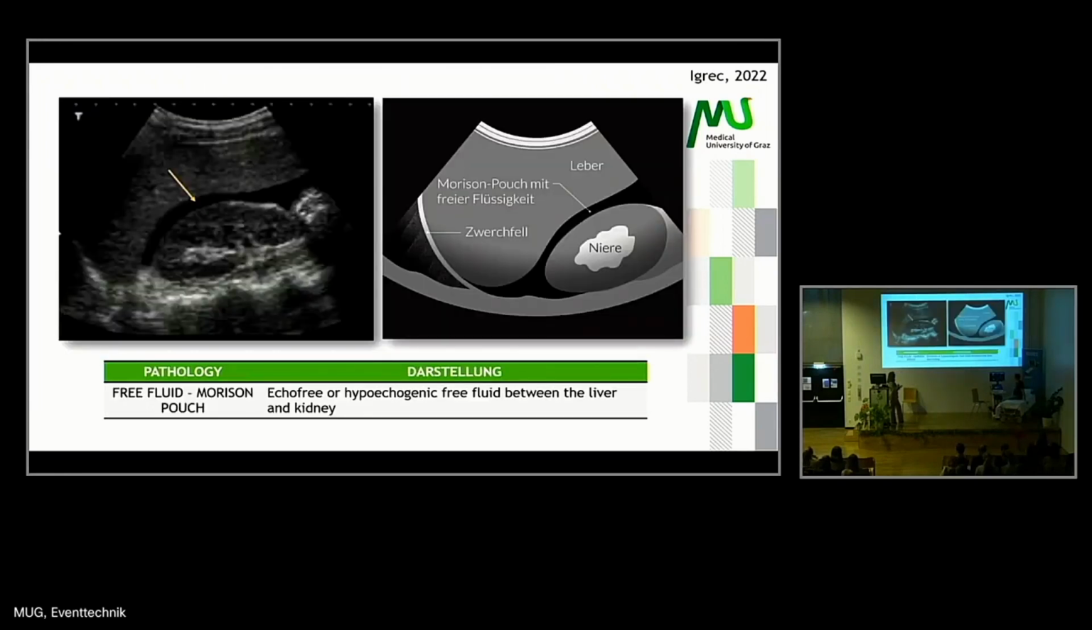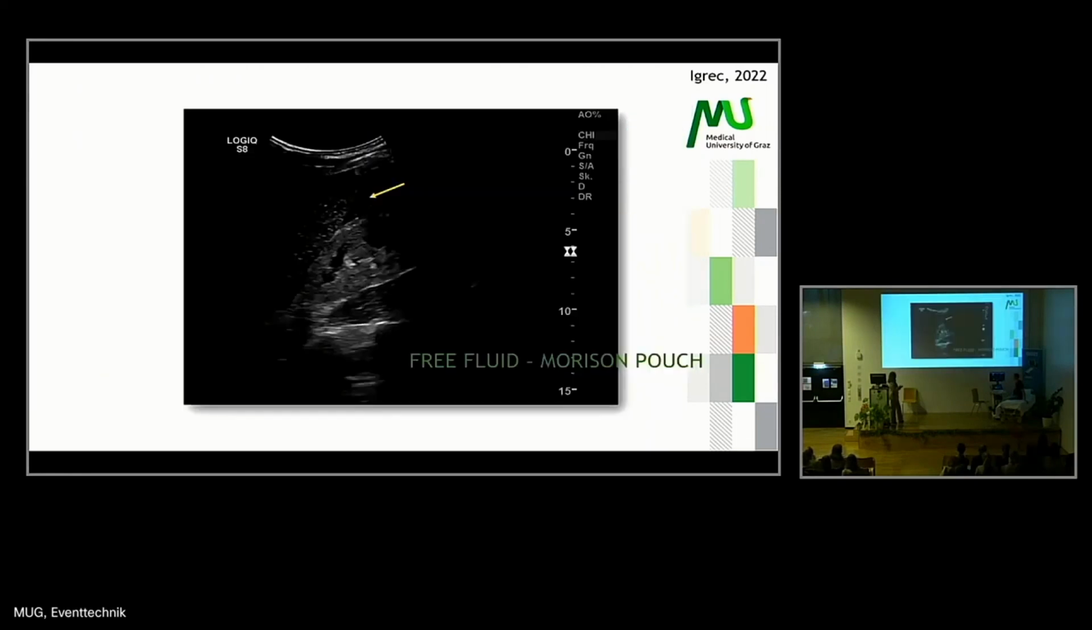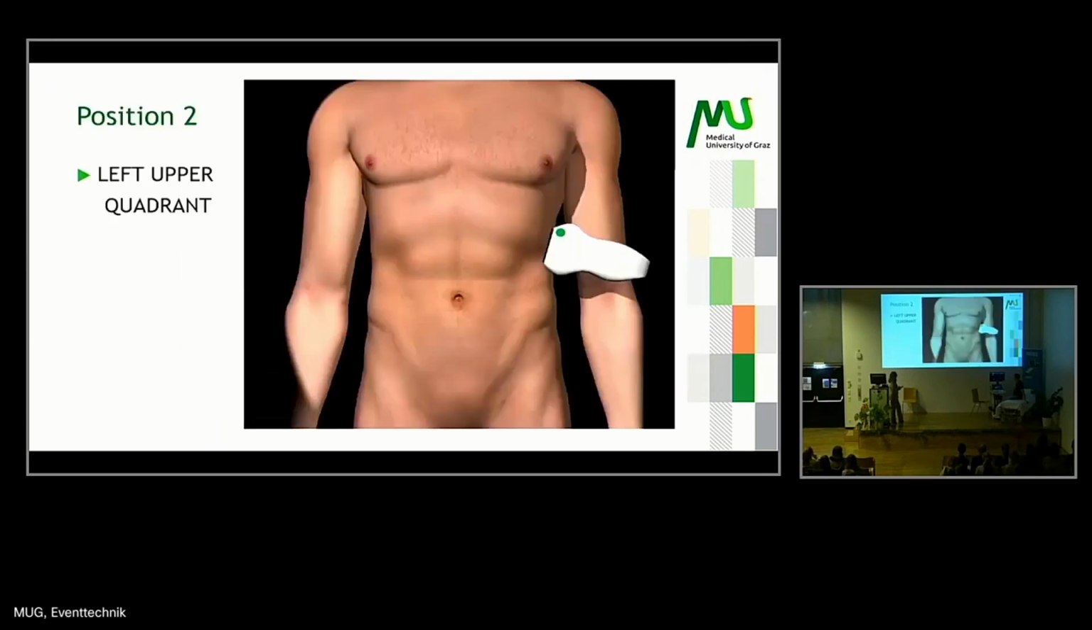Morrison space, a little bit easier. So you see the kidney, you see the liver, and this black line, so black structure here, is free fluid in Morrison space. One more time, this is a little bit more discrete. So you have seen, 10 milliliters, it's a really, really small amount, but you need to find it.